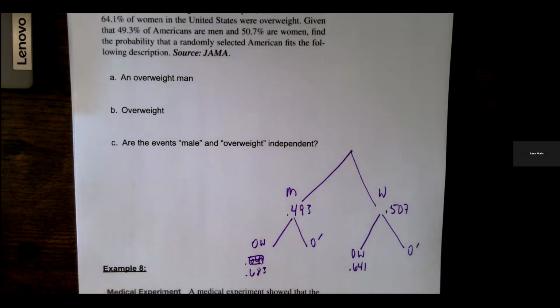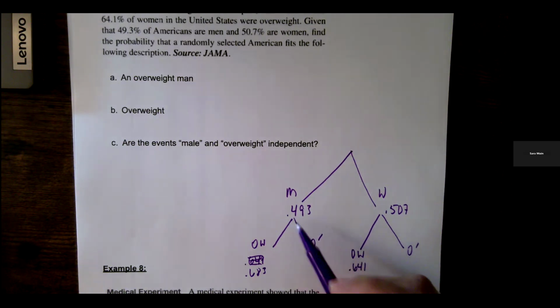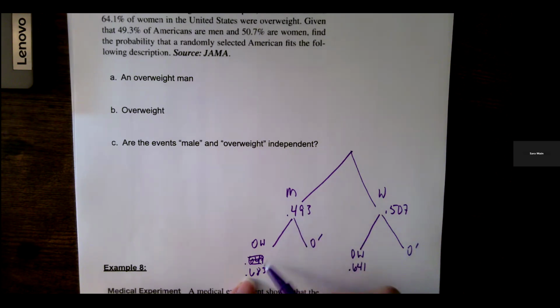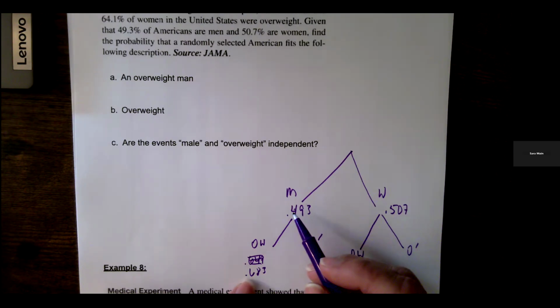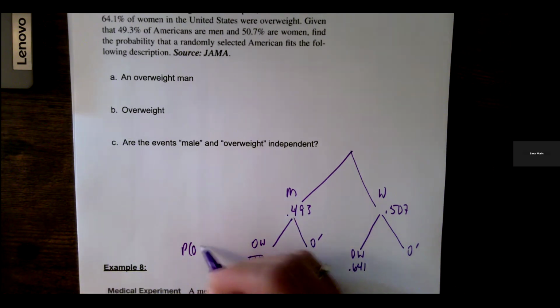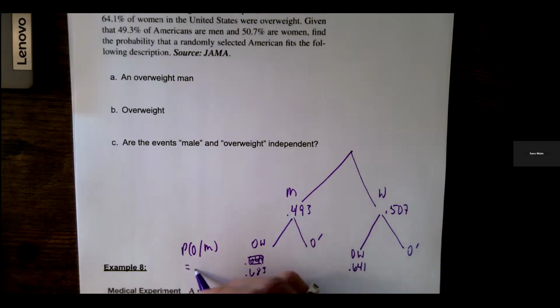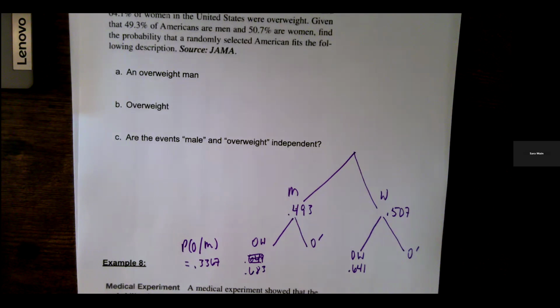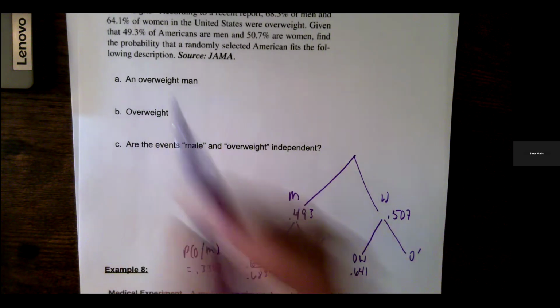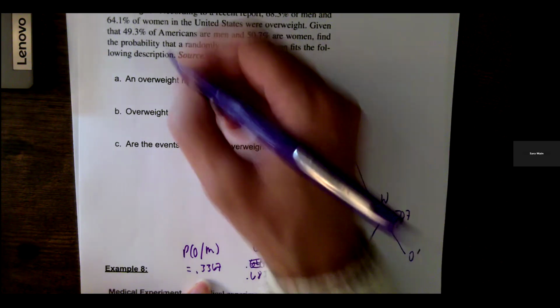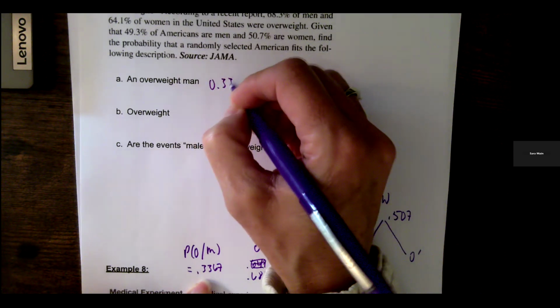Okay. The way I wrote my percentages didn't accurately show it. We're saying that 68.3% of these men are overweight. So we're going to just multiply those probabilities together, because that's how we find one given the other. So the probability of being overweight given they're male is found by multiplying them together. So that is going to be 0.3367. And so that is an overweight man, overweight given they're male. That is 0.3367.